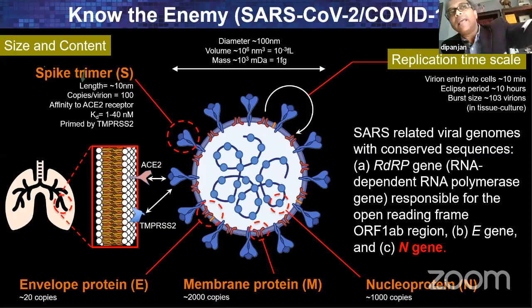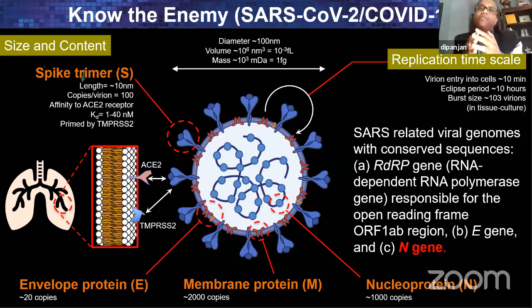The mutation typically happens in the spike trimer. So the spike trimer is not really a good target to go after. What is a good target? The good target is the nucleoprotein or N protein or N gene, because the N gene is a nuclear target and it remains unaltered over time.